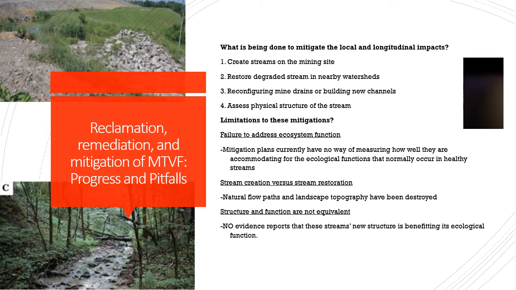Mitigation practices for mountaintop removal first include creating new streams on the mining site to replace the old ones, and then the second would be to restore the old ones the best they can. Third would be to reconfigure the mine drains around the channels with rocks and wood to create some structure, and then lastly would be to assess that new structure and see if its new function is actually helping the ecosystem. But there are limitations to these mitigations.